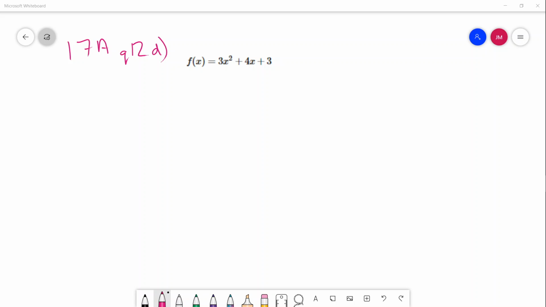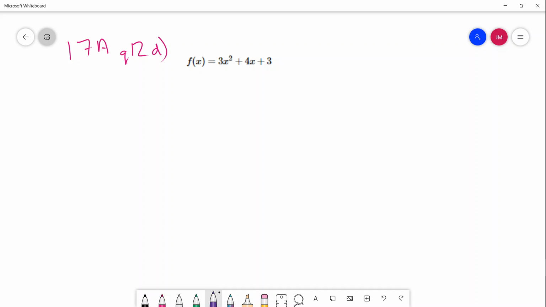Let's look at an example from 17A, looking at differentiation by first principles. If you haven't yet watched the notes video or read your summary guides and textbook, please do that before looking at this one. So we need to find the derivative of f of x equal to 3x squared plus 4x plus 3.